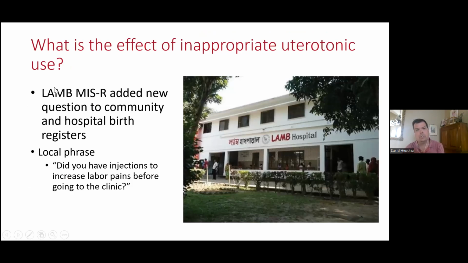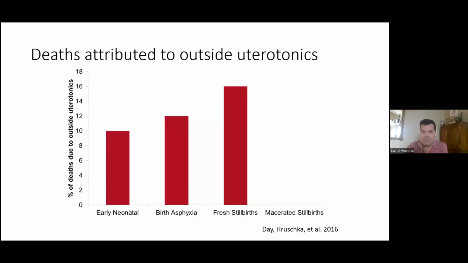We had some questions. One was, well, what are the health effects of this on mothers and infants? And then how are they being used? And what can we do to try to prevent any kind of infant deaths that might be caused by this? So LAMB has a research unit, and they added a question to both the hospital birth registers, so when people came in for deliveries, and also in community surveys that they do: did you have injections to increase labor pains before going to the clinic? And we learned a lot just from that question.